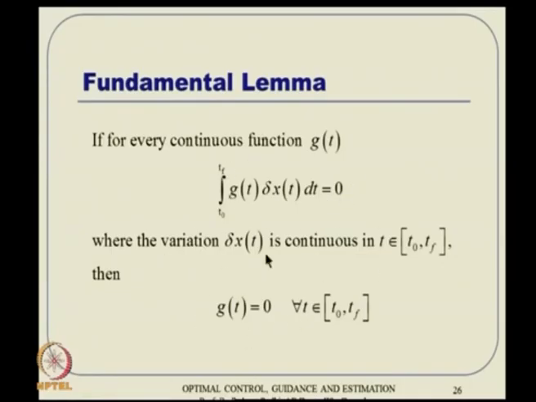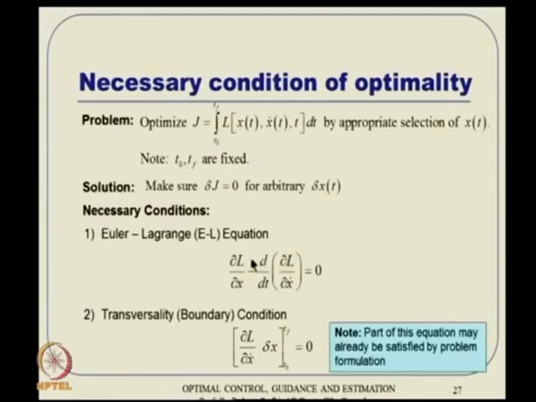Using this fundamental lemma, we can derive something called the Euler-Lagrange equation, which is del L by del x minus d by dt times del L by del x dot equal to 0. Then there is an associated transversality or boundary condition as well, which turns out to be something like this. The derivation is part of the lecture, so you can revisit that lecture and find it there.